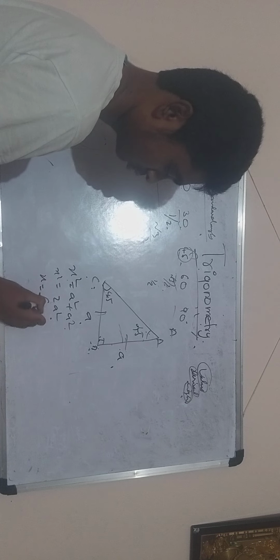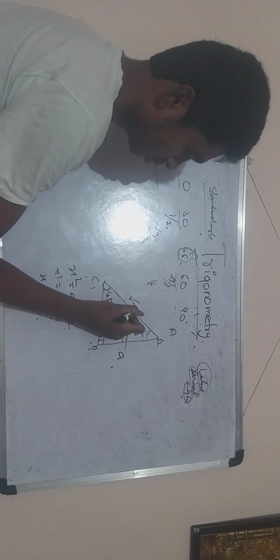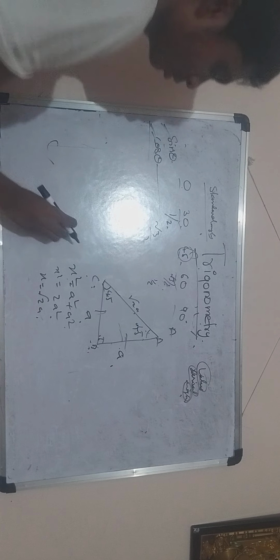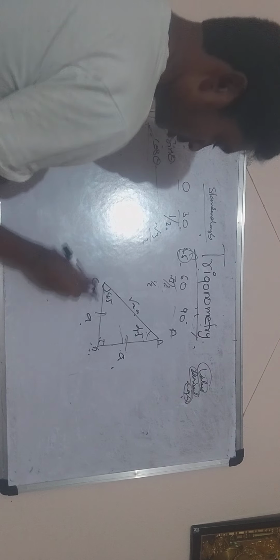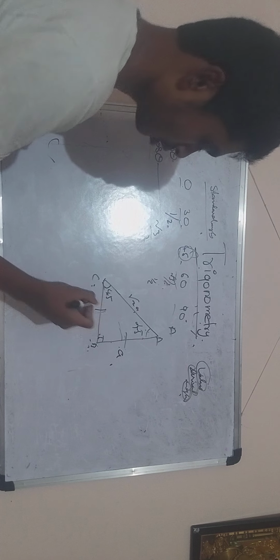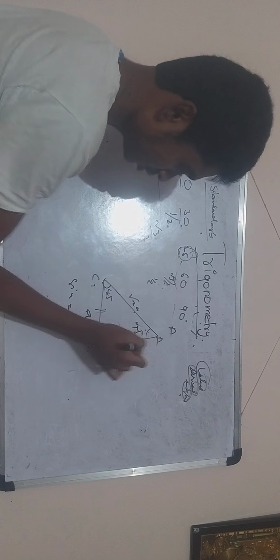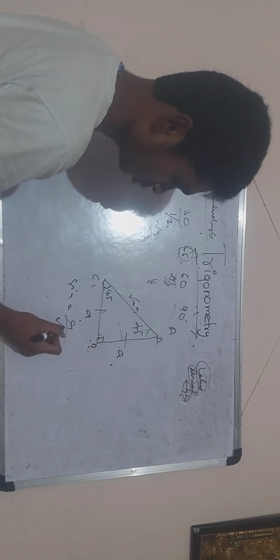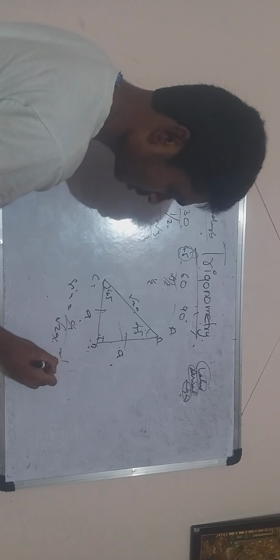X equals root 2a. It's going to be root 2a. So now sine 45 is opposite, that's going to be a by root 2a, by hypotenuse. So it's going to be 1 by root 2.